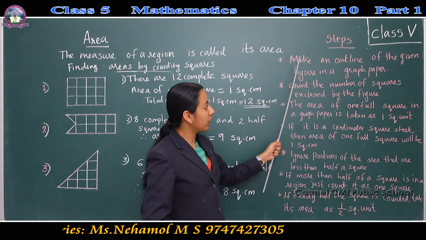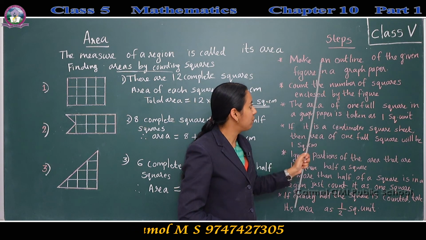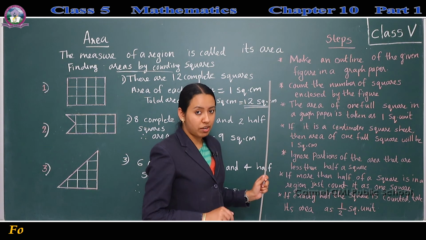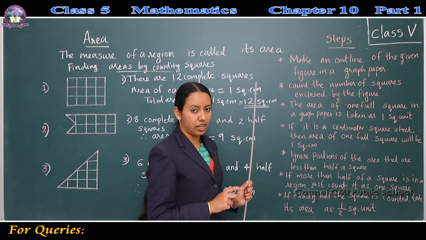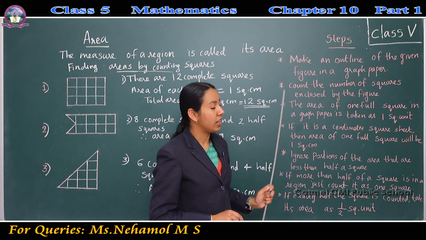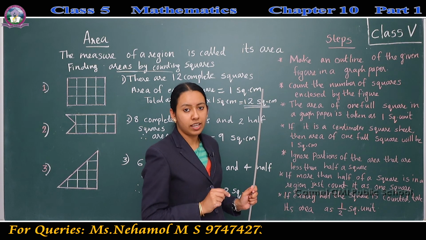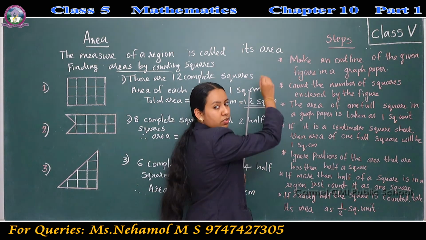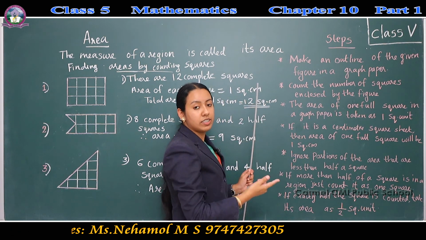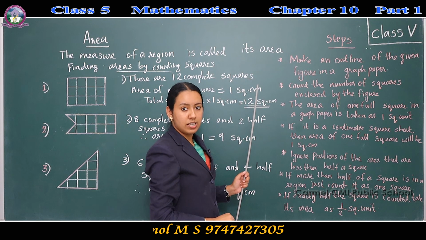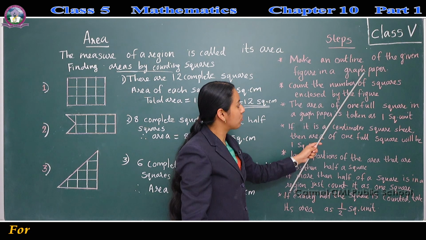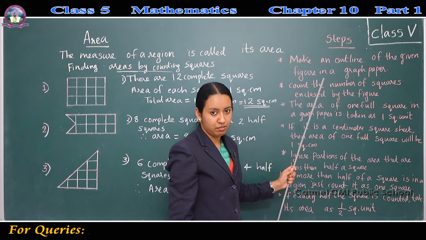First one, make an outline of the given figure in a graph paper. We have to find the area of a particular figure. For that, first we have to make an outline of the given figure in a graph paper. We know that in a graph paper, small squares are there, and each square has an area of 1 square centimeter. Next step, count the number of squares enclosed by the figure.